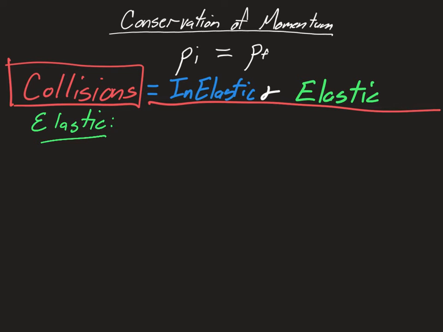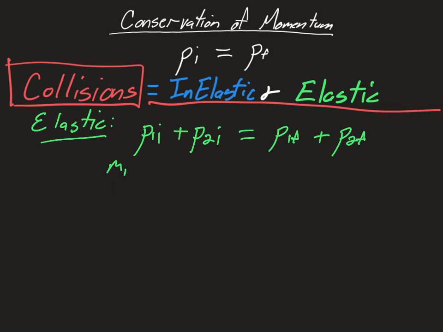With an elastic collision, you have to have at least two items for a collision. So we're going to say the initial momentum of the first one plus the initial momentum of the second one has to be equal to the final momentum of the first one plus the final momentum of the second one. And we can break that down even more by breaking our momentum formula into things that we can actually measure pretty well.